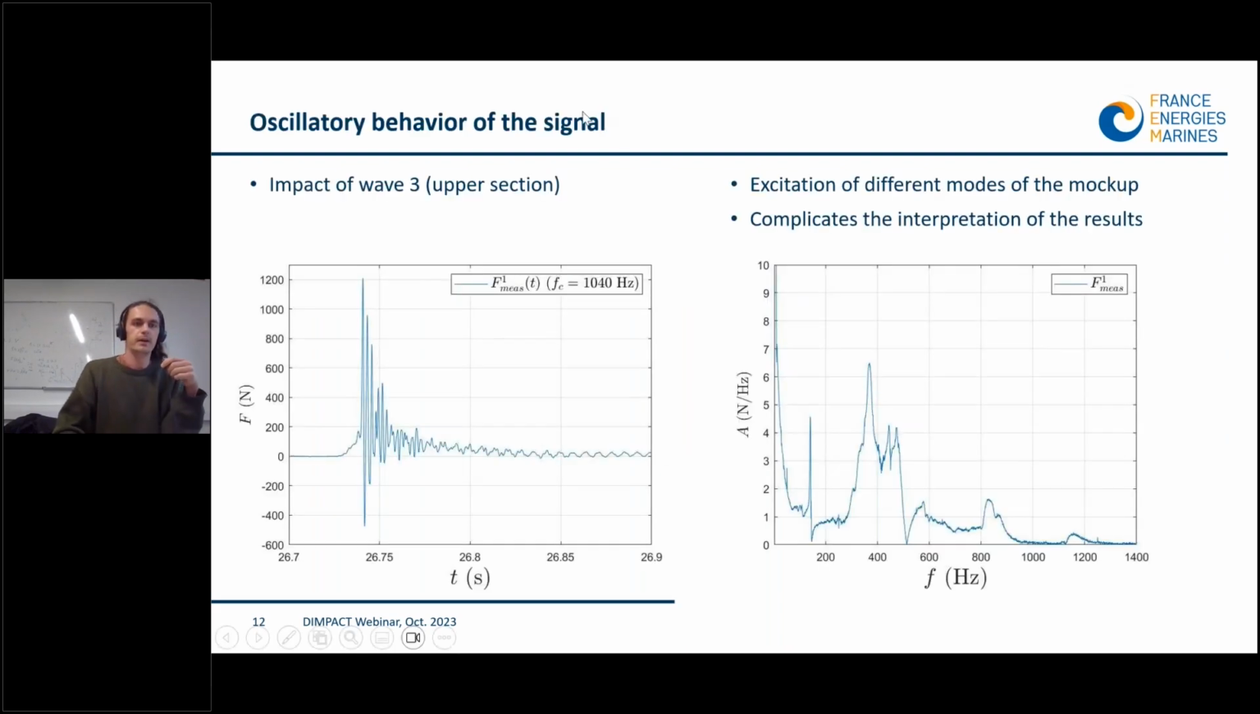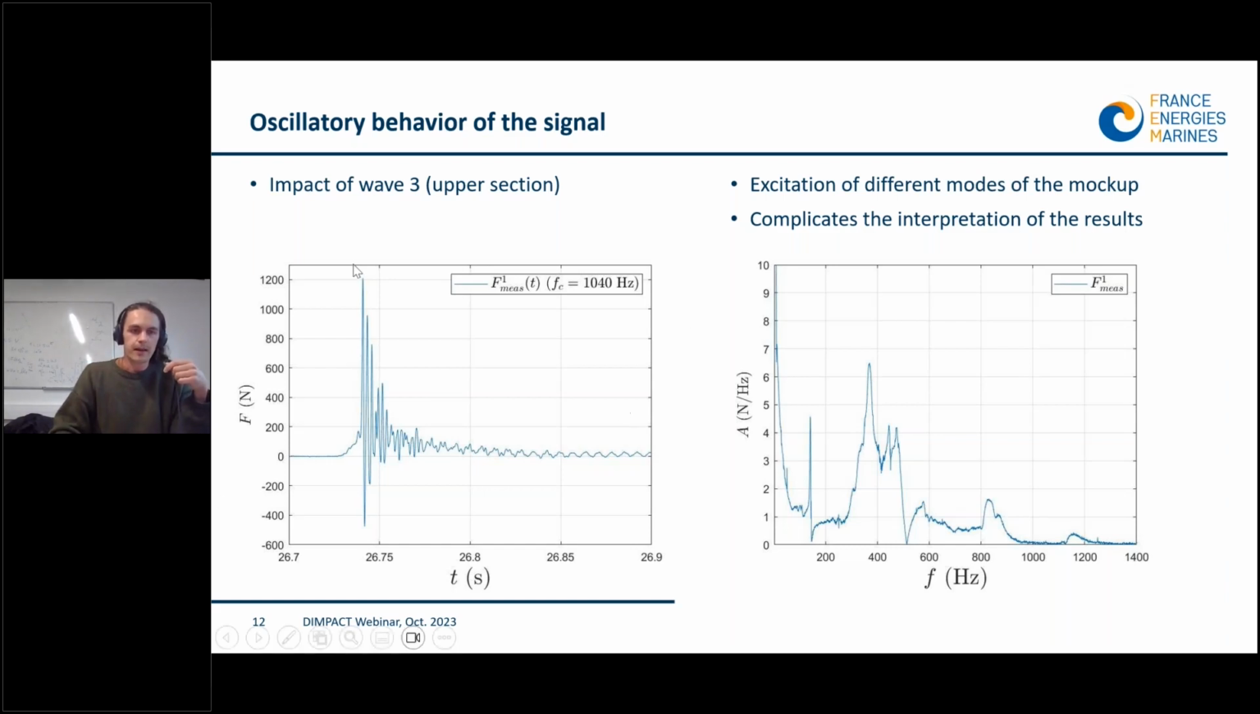So breaking wave impacts create very impulsive loads, and this means that it will excite different modes of the cylinders and of the sections.